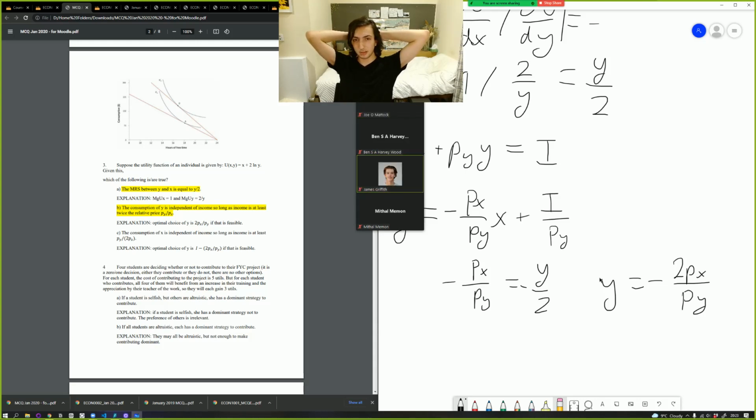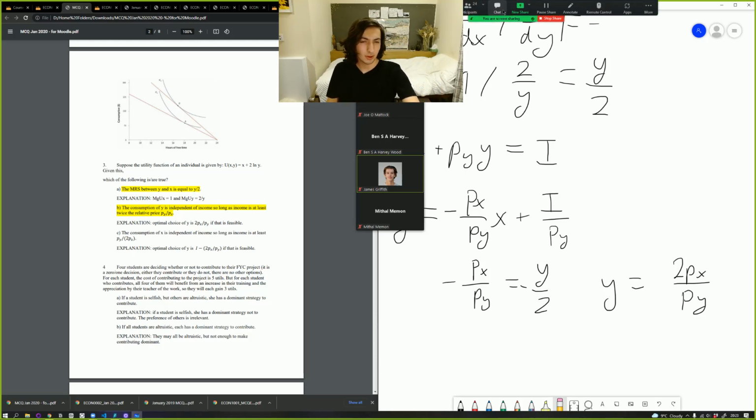It's not a mathematical convention. So using absolute value is good for the moment, but it is not good for mathematical calculations, which is why I put in the negative y over 2 here, and not y over 2 like we previously had. What this basically gives you is y is equal to 2px over py, and therefore it is correct, because as long as income is at least twice the relative price. That sort of makes sense.